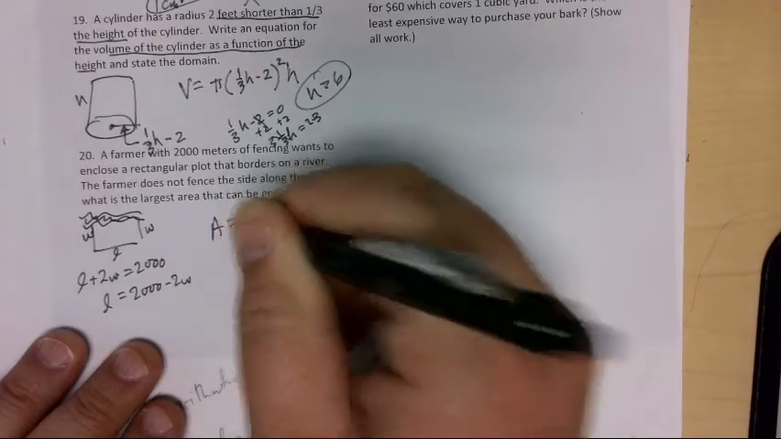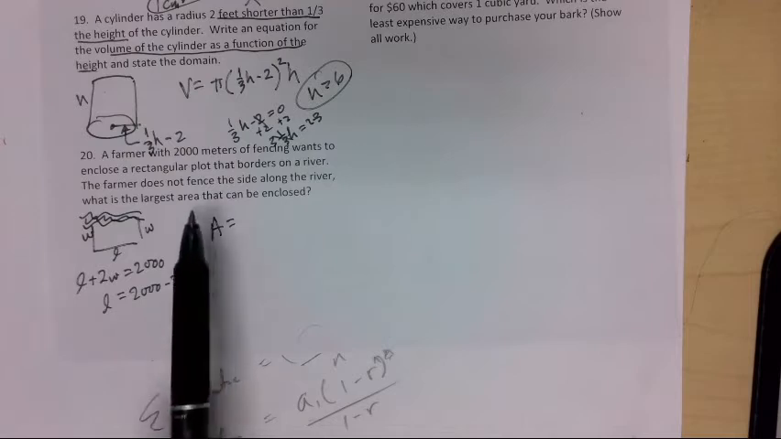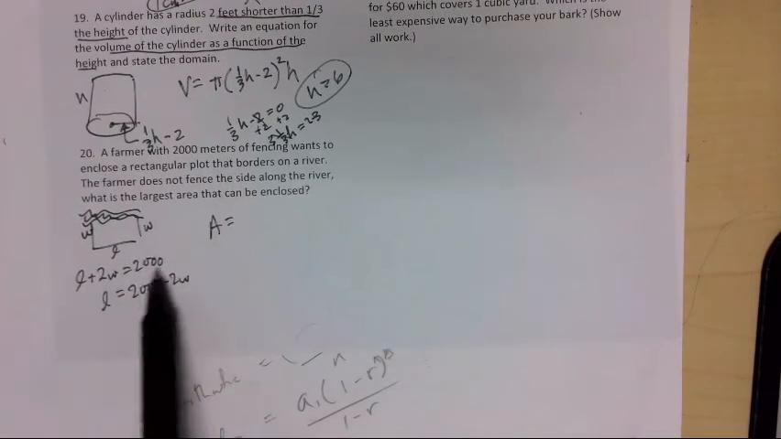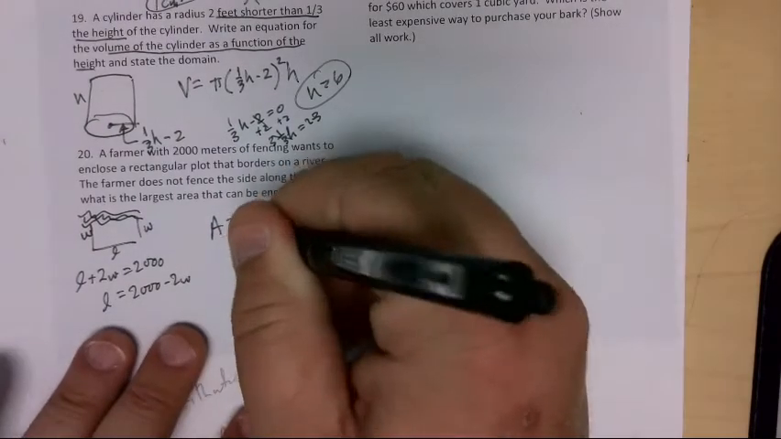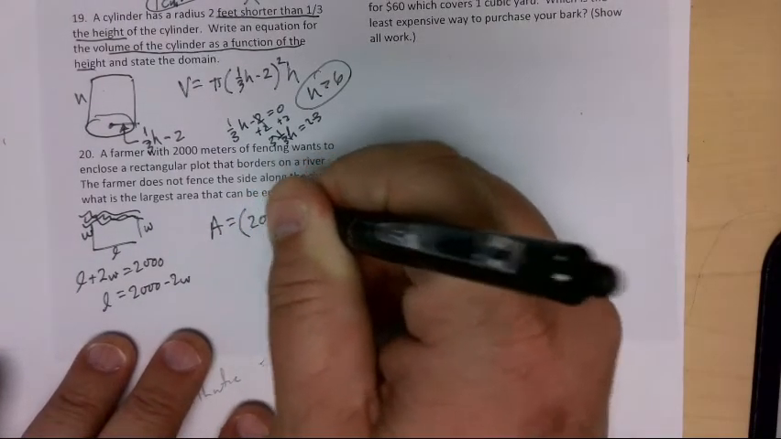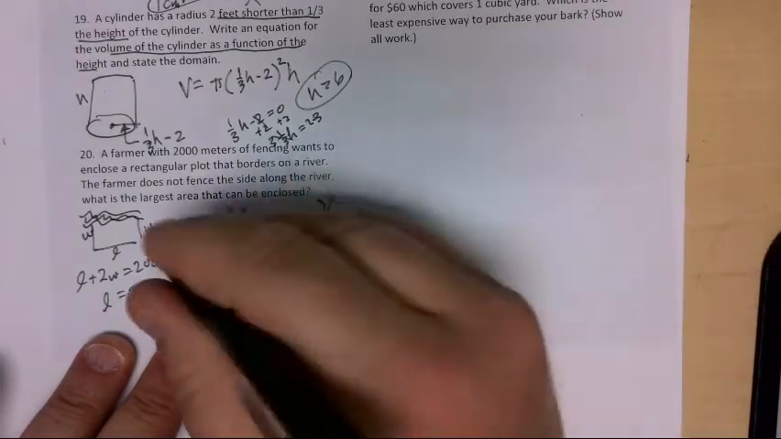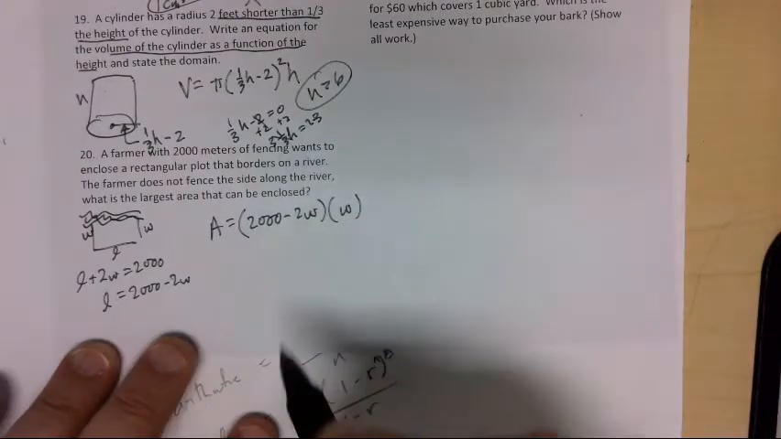Now, I make an area equation. Every time we're doing things like this, you're using the fencing or the perimeter of your shape to make an equation, and you solve that equation for one of the variables. I solved for L because that was easiest. And the area is equal to the length, 2,000 minus 2w, times the width, which is w. And I'm going to graph that.